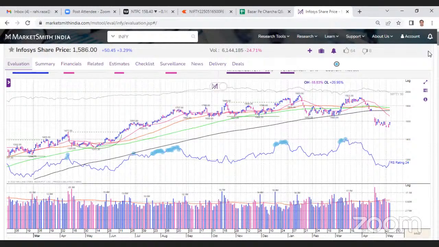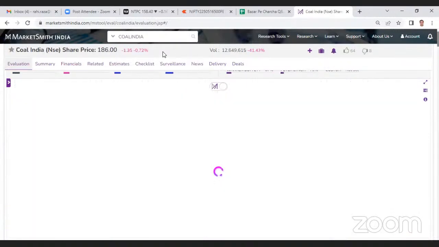Now, someone is asking about DMart. Would you like to take that? Let's take Coal India and DMart both. First, Coal India. Coal India I have opened.